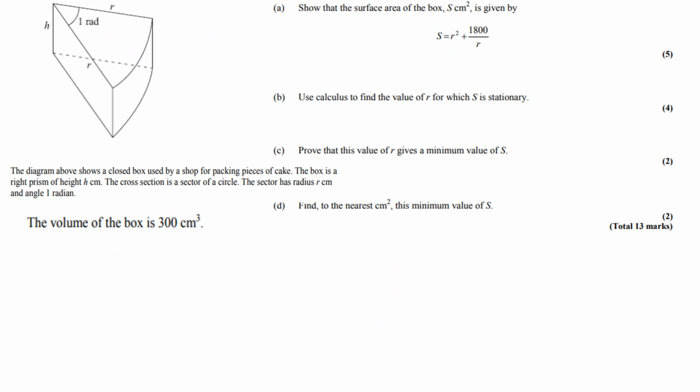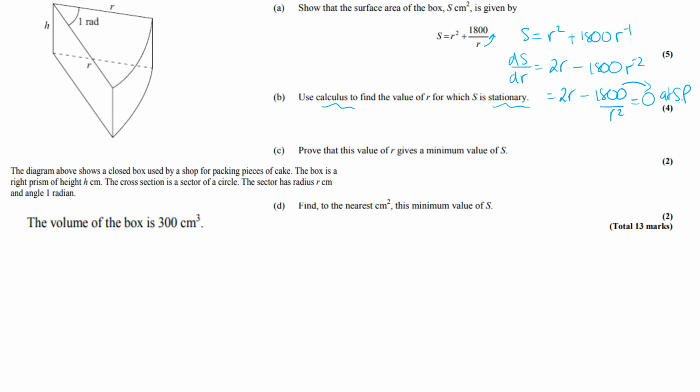In part B, we're being asked to use calculus, which means we need to differentiate or integrate. We're looking for stationary points, so we're going to be differentiating. So we've got our formula for S, so we need to be doing ds by dr, but we need to write S in a form where that r is in the numerator position. So S is equal to r squared plus 1800 r to the minus 1. And now let's differentiate. ds by dr is equal to 2r minus 1800 r to the minus 2, which is equal to 2r minus 1800 over r squared, and that's equal to 0 at the stationary point.